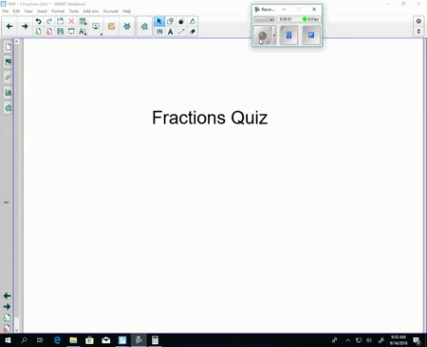Okay, class, you're going to be given a fractions quiz. So just look into your pickup box or on your website. You see a copy of the fraction quiz. Complete and submit. Thank you.